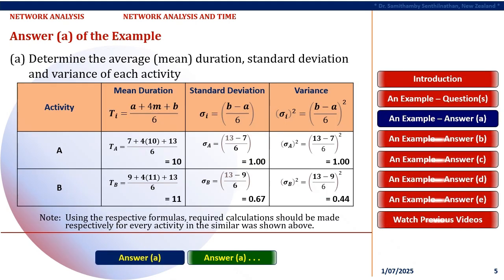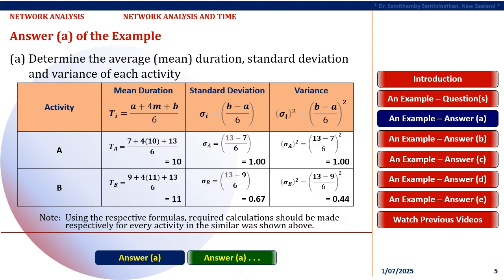Question A. Determine the average, mean, duration, standard deviation and variance of each activity. Answer A. To determine the mean duration, standard deviation and variance of the activities, relevant formulas need to be applied here. The formula to determine the mean duration of activity A, known as TA, is given here. It is equal to the sum of optimistic duration, A, plus 4 times of most probable duration, M, plus pessimistic duration, B, divided by 6.